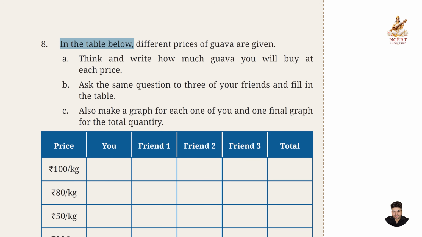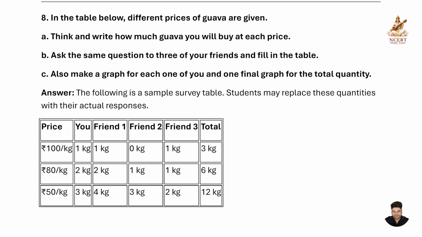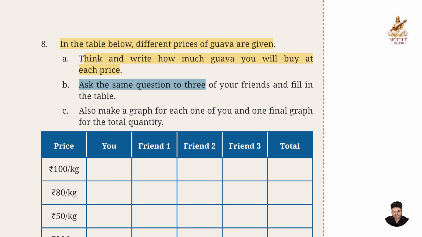Question 8. In the table below, different prices of guava are given. A. Think and write how much guava you will buy at each price. Answer. The following is a sample survey table. Students may replace these quantities with their actual responses. B. Ask the same question to 3 of your friends and fill in the table. C. Also make a graph for each one of you and one final graph for the total quantity.